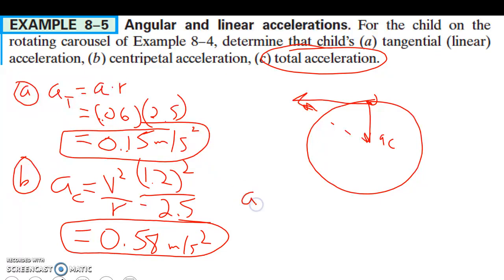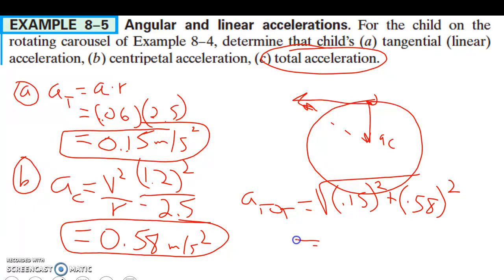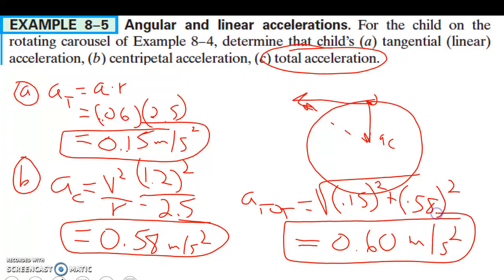So the total acceleration that's going to be felt by our rider, our child, is going to be the square root, and it's just going to be the Pythagorean theorem, of 0.15 squared plus 0.58 squared. And when we do all this math, the total acceleration felt by our child is 0.60 meters per second squared. Centripetal and tangential, being at a 90-degree angle, we will get a total acceleration just by adding our vectors, and we can do that by making a right triangle.